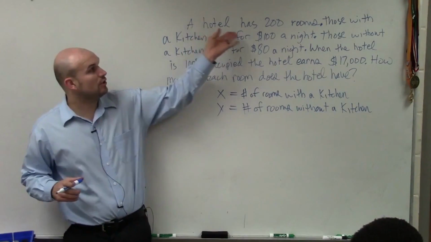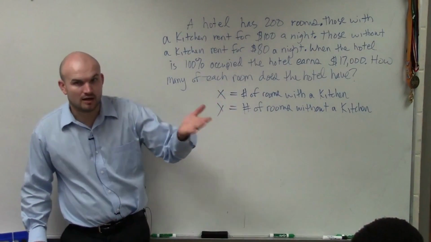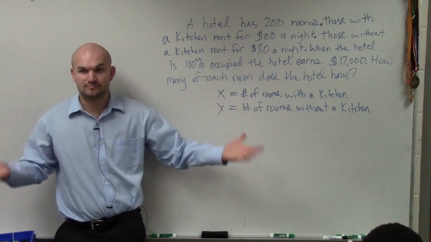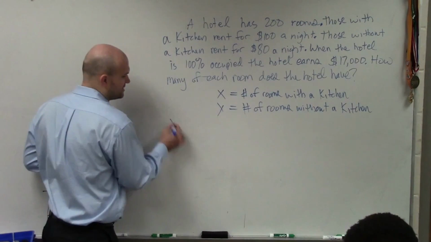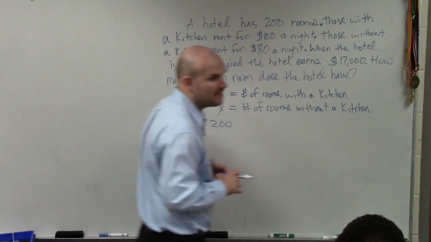Well, one equation says the hotel has a total of 200 rooms. So you could have 100 rooms with a kitchen and 100 rooms without a kitchen, right? That would be 200. So you're adding the number of rooms together. So I can just say x plus y equals 200. That's one equation.